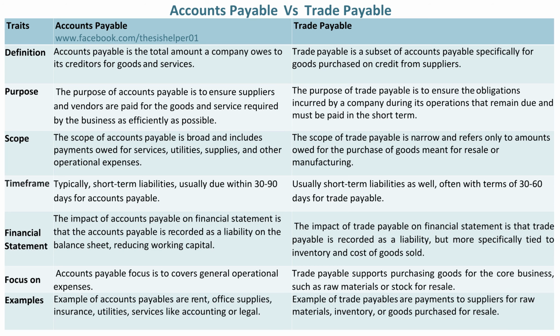The focus of accounts payable is to cover general operational expenses. Whereas, trade payable supports purchasing goods for the core business, such as raw materials or stock for resale. Examples of accounts payable are rent, office supplies, insurance, utilities, and services like accounting or legal. Whereas, examples of trade payable are payments to suppliers for raw materials, inventory, or goods purchased for resale.